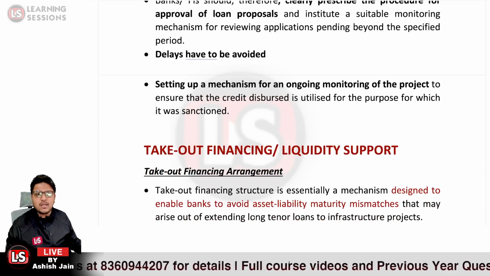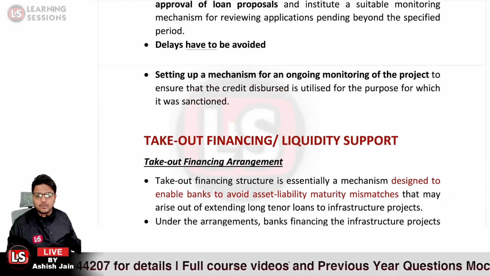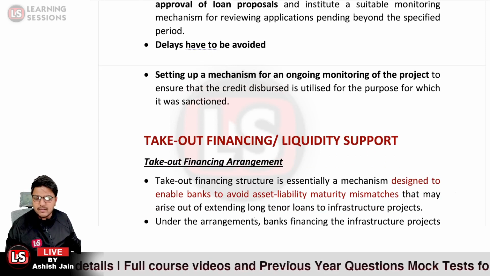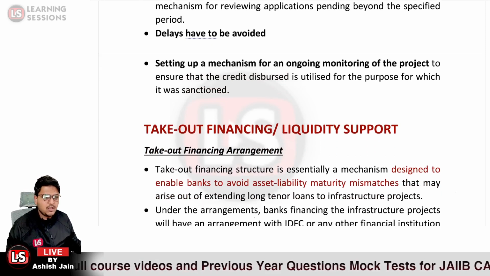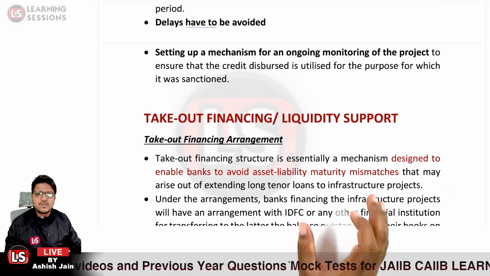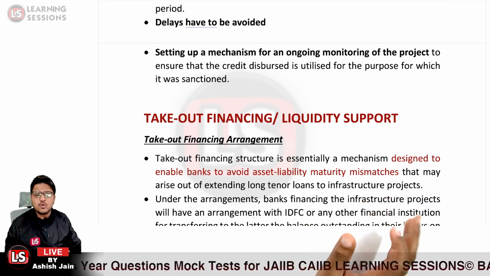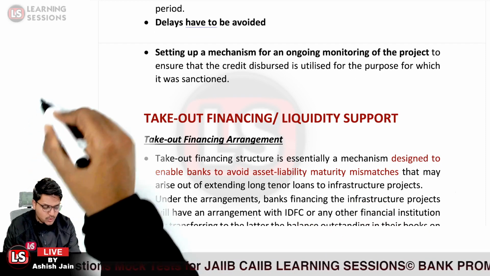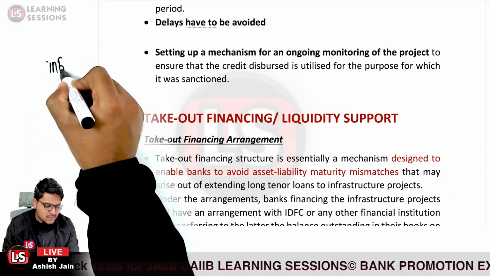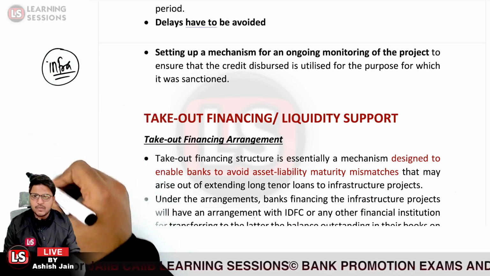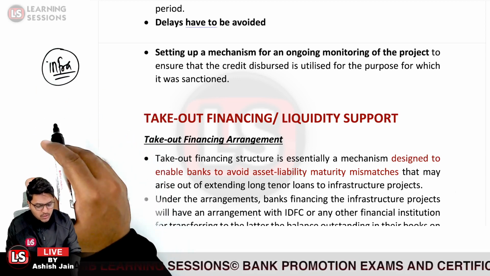Next, it is related to the takeout financing or liquidity support. So just give a gist related to takeout financing. Let us have a look at it. So takeout financing structure is essentially a mechanism designed to enable the banks to avoid asset liability maturity mismatches, because I just told you that the infrastructure loans are sanctioned for a longer duration.